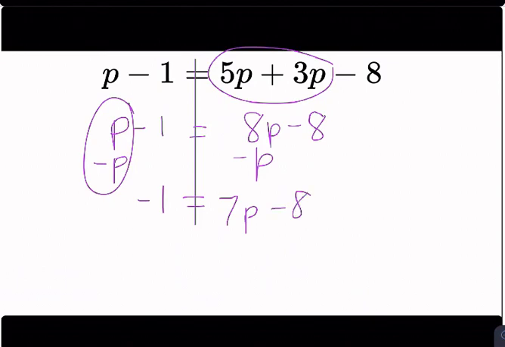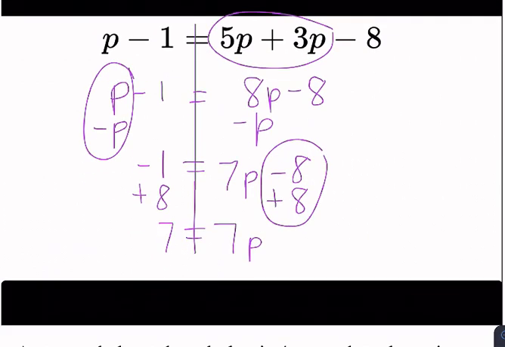I'm going to keep going. I want to get p all alone. So to get rid of that minus 8, I'm going to do the opposite, which is add 8 to both sides. And I'm going to be left, there's my 0, I'm going to be left with 7, positive 7 equals 7p.